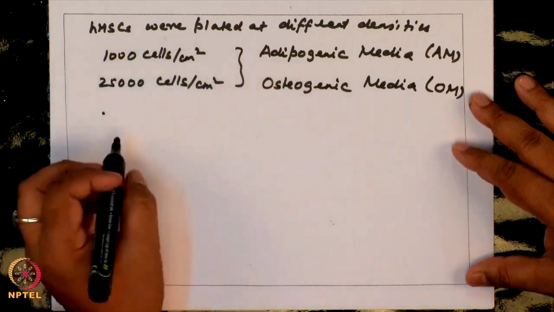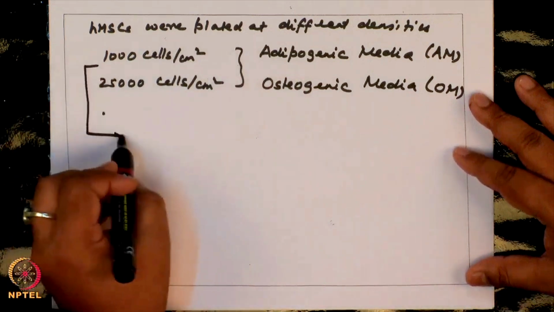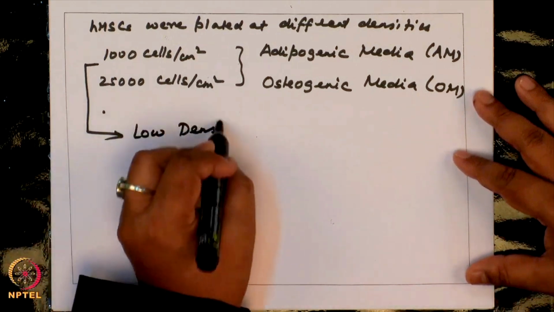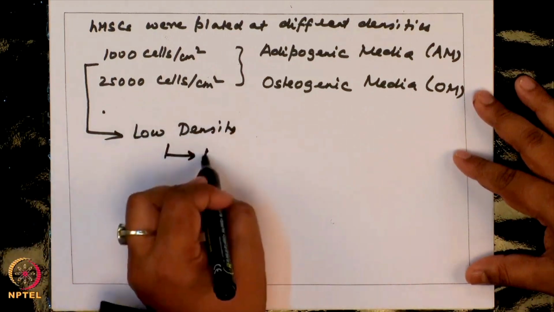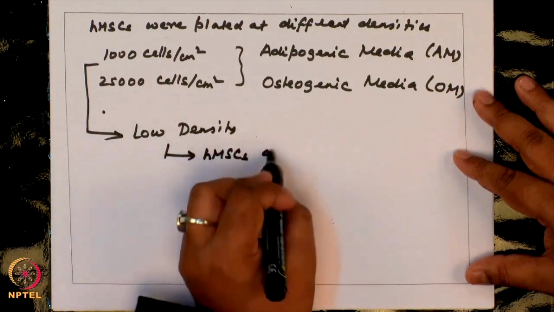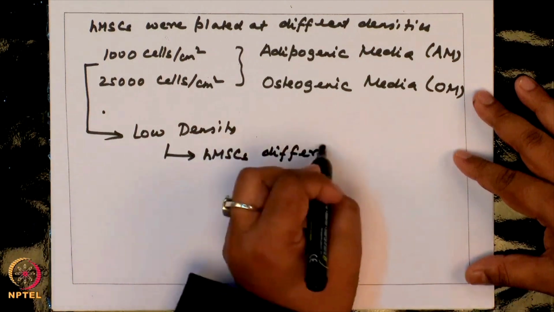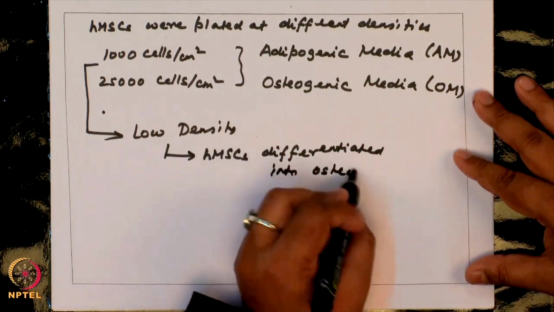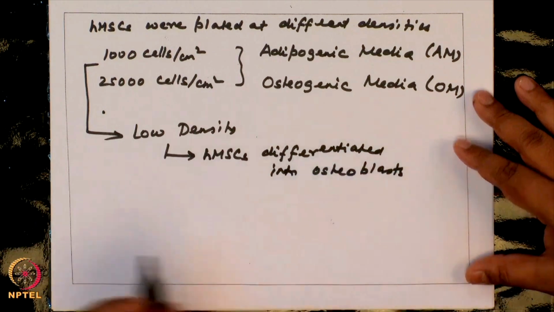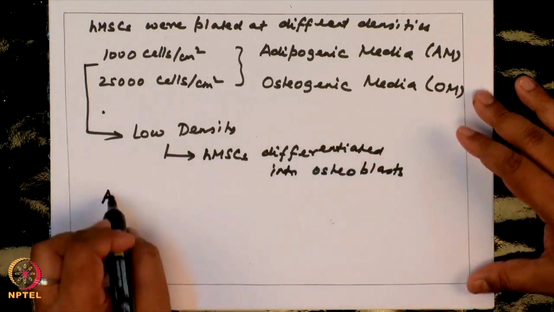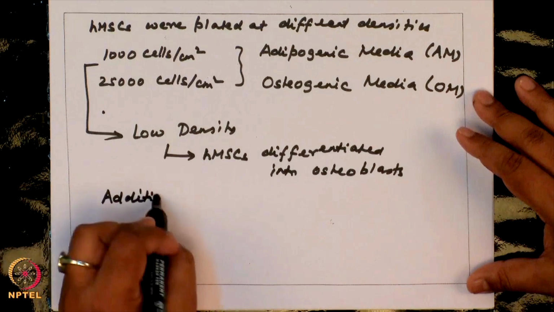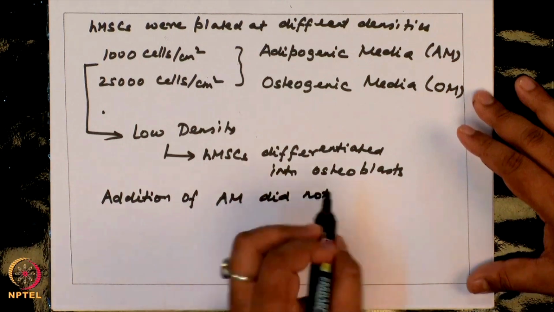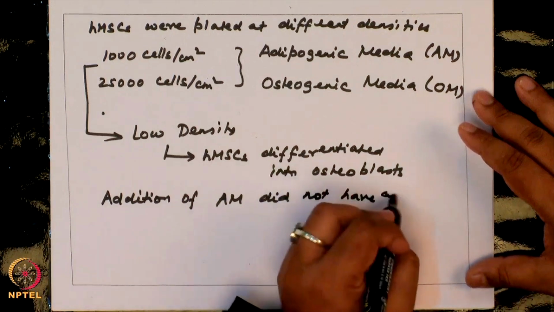Now, what they found was when they plated cells at this low density, all the HMSCs differentiated into osteoblasts. And even so, addition of adipogenic media did not have any influence.